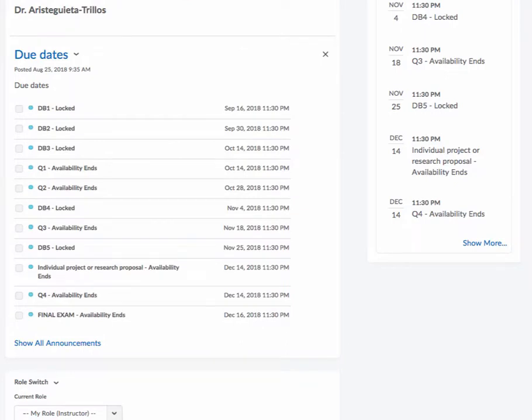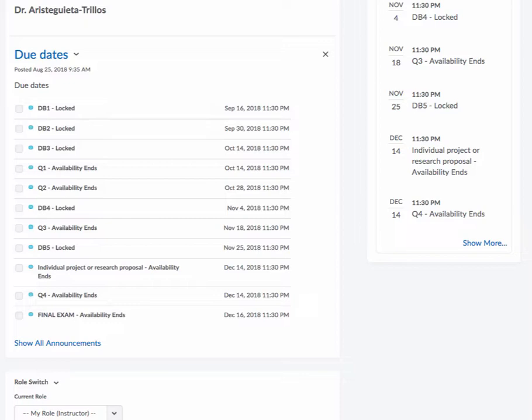These are the activities that are going to be graded during this semester. So you have 1, 2, 3, 4, and 5 discussion boards, and these are the due dates. For example, the first one is due on September 16, 11:30 p.m., which means that you have to have completed this discussion board before this due date. You can do it the same day, you can do it today. You don't have to wait till the last minute.